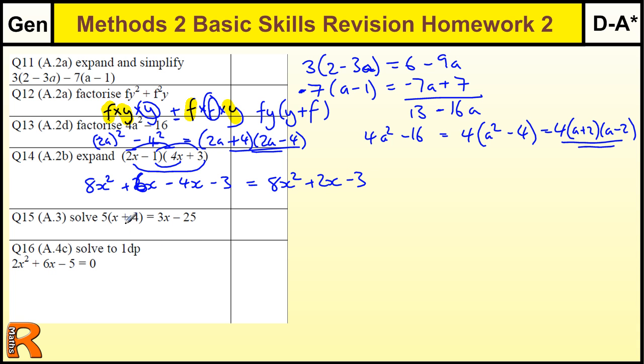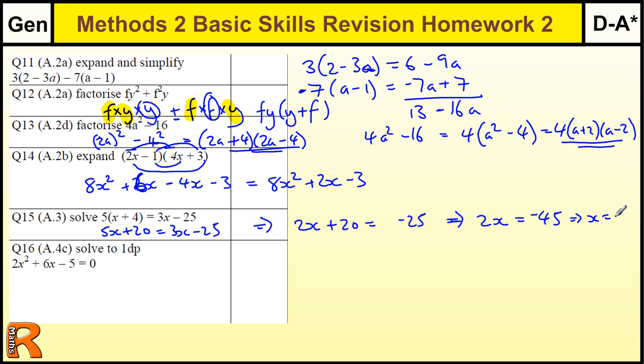Solve this equation. This is a grade C equation. There's brackets and there's x's on both sides, so we multiply out this to get 5x plus 20 equals 3x minus 25. Take away 3x from both sides gives us 2x plus 20 equals minus 25. Take away the 20 gives us 2x. This is very bad form going across the page, should really be going down the page to do equations. 2x equals minus 45, and therefore x equals minus 22.5, because it's half of 45.